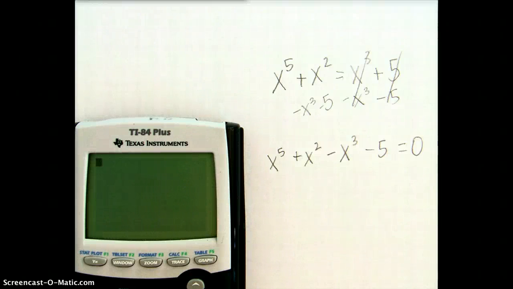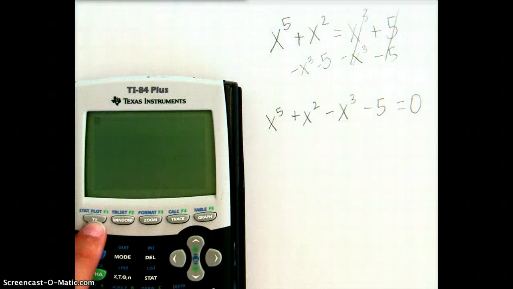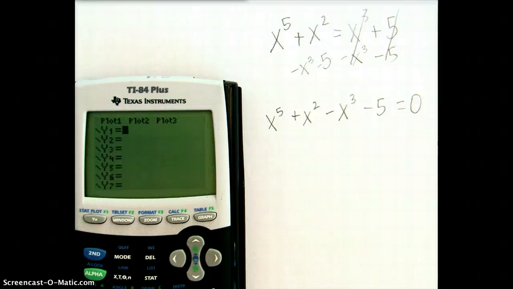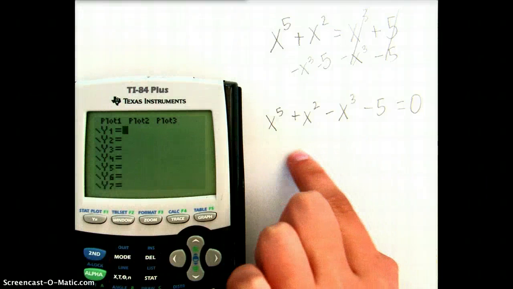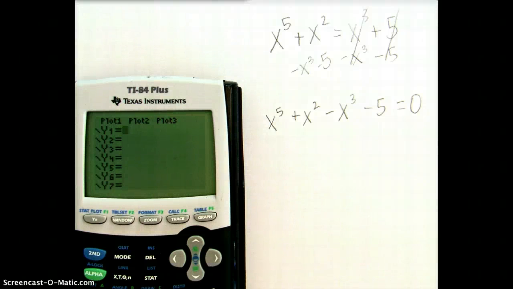Once we get the equation equal to 0, we're going to use our graphing calculators to graph the equation using our standard viewing window. In order to graph your equation on your graphing calculator, you're going to go to your y equals button. And where it says y1, you're going to enter in this equation, but just the part that's set equal to 0, so just the part that has your variables and your numbers.